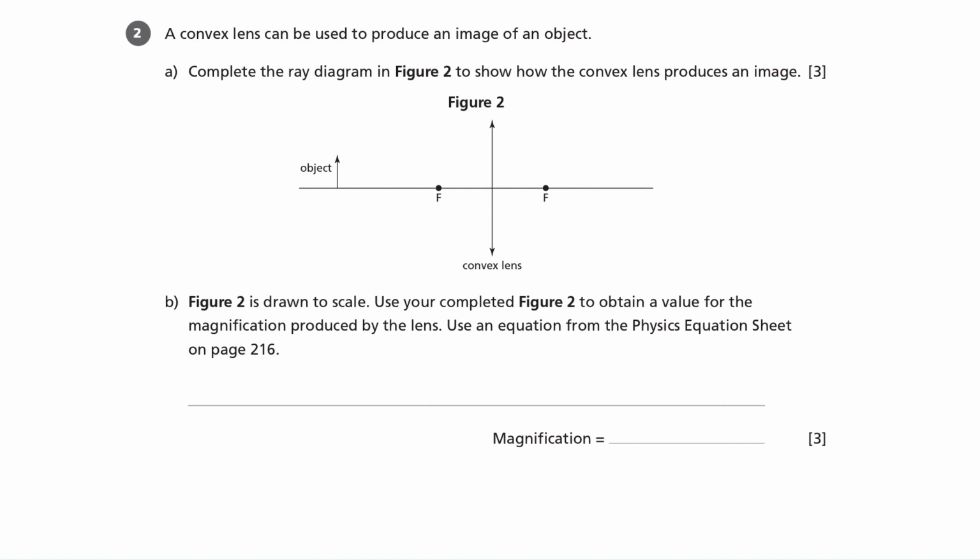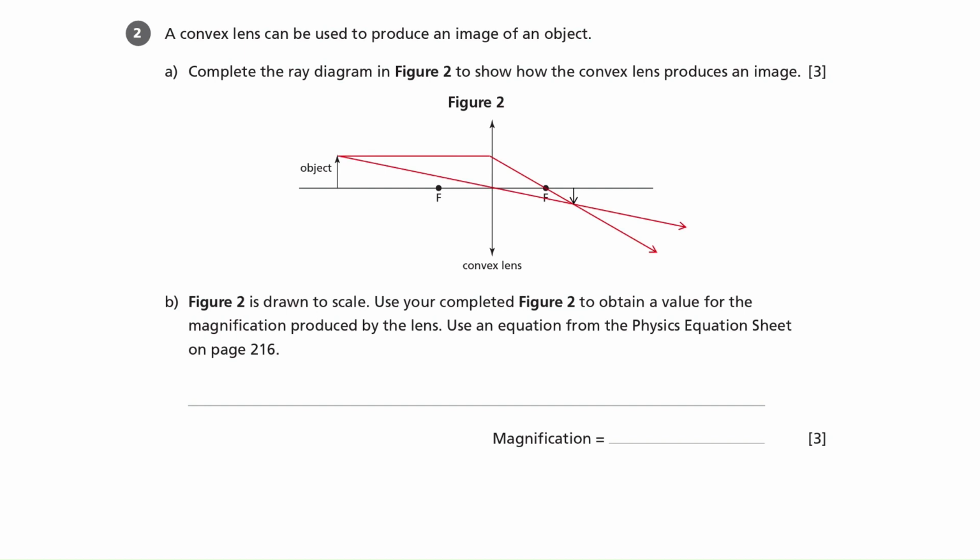Question 2. A convex lens can be used to produce an image of an object. Part A. Complete the ray diagram in Figure 2 to show how the convex lens produces an image. Here we can see Figure 2 with the object, the focal length, and the convex lens. So in order to answer this question, we use some construction lines, which we can see here.